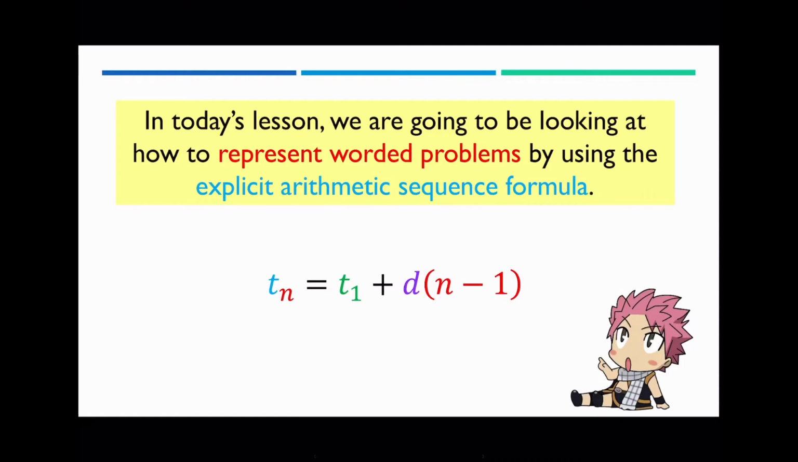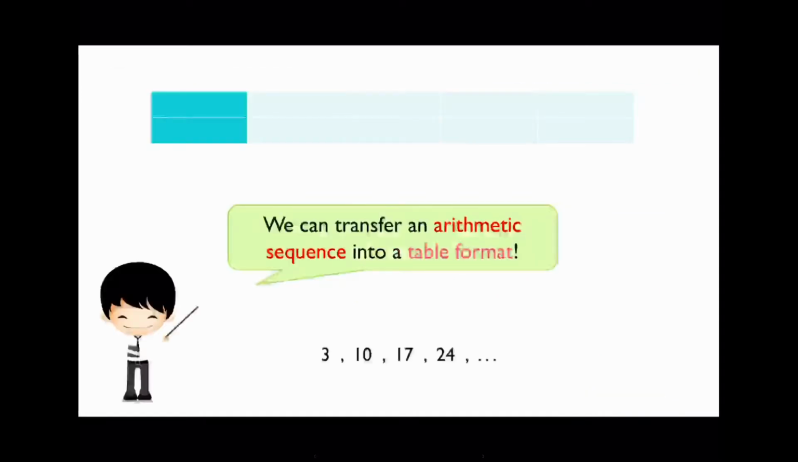So last lesson, we were looking at how we actually use the explicit arithmetic sequence formula to solve problems. But in today's lesson, we're going to be representing the actual worded problems by this particular general formula so that we can actually solve these problems. So before we do that, I do want to show you one thing.